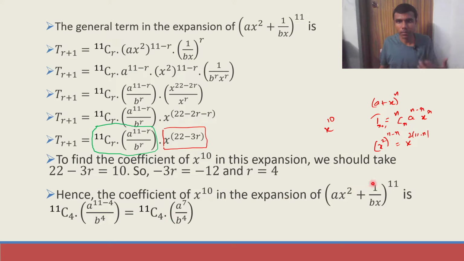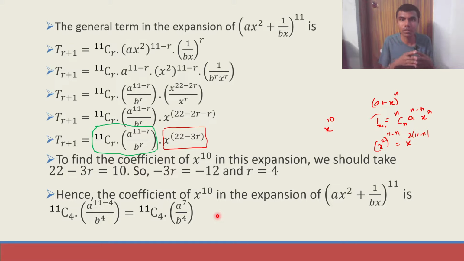Hence the coefficient of x power 10 in this expansion is, I mentioned, this green box. In this put 4, a power 11 minus 4 by b power 4. So 11 minus 4 is 7, so a power 7 by b power 4. So 11C4 into a power 7 by b power 4. I hope this explanation is clear. Only the first part of the sum is done.